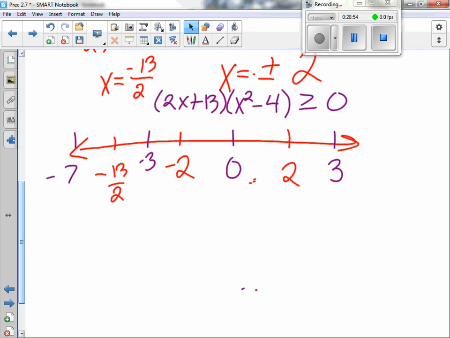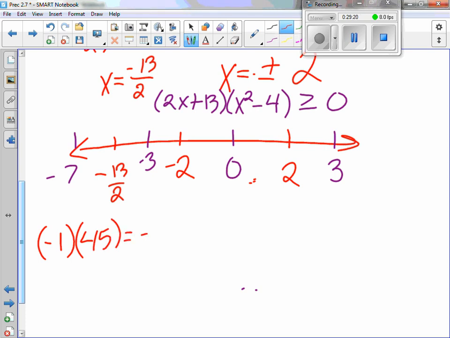So we're going to check these here. We need to check all 4 points, okay? So negative 7. I'm going to skip some steps here so we don't have to write everything out. 2 times negative 7 plus 13 is negative 1. And then we get 7 squared is 49. Minus 4 gives us a negative, so it's not greater than 0. Then we do negative 3.